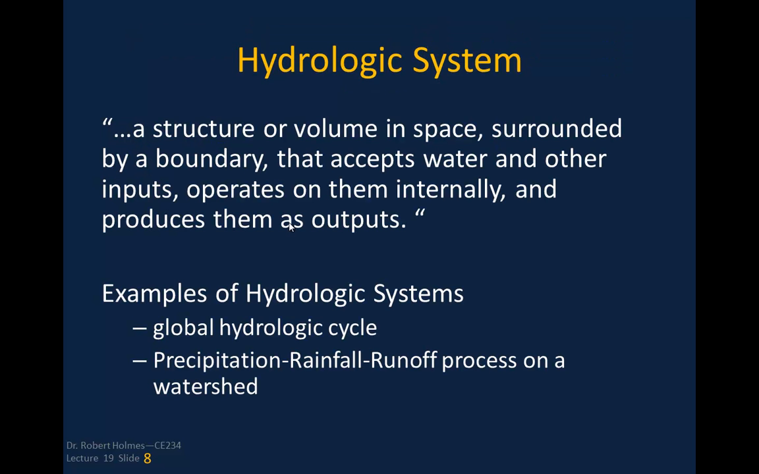All right, what is a hydrologic system? It's a structure or volume in space surrounded by a boundary that accepts water and other inputs, operates on them internally, and produces them as outputs. So basically, we try to characterize mathematically the system of water in and water out, and there's an operating process in the middle, where water goes into infiltration, or maybe it gets evaporated, maybe it gets transpired, maybe it just runs off directly. All those things make up the hydrologic system.